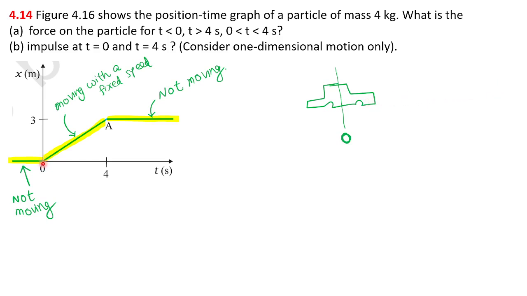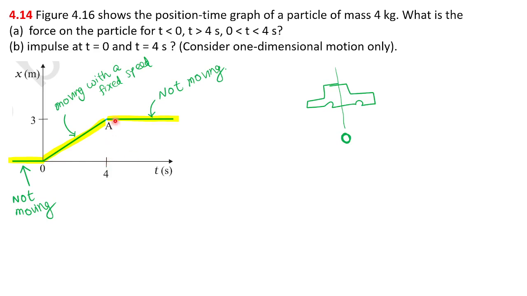Till time equal to 0 second, the car is at 0 position. The car is not moving till time equal to 0 second. As the time increases, 1 second, 2 second, 3 second like that, the position is changing: 1 meter, 2 meter, 3 meter, right? So as the time changes, the car is moving forward.